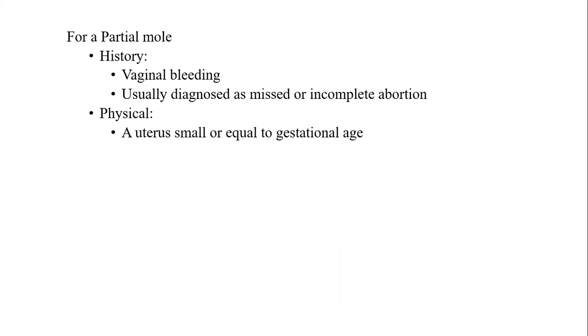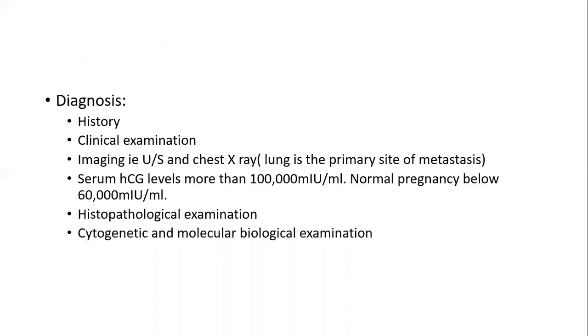Then for the partial mole, in history, the patient might present with vaginal bleeding, and it's usually diagnosed as a missed or incomplete abortion. On examination, the uterus is usually small or equal to the gestational age.